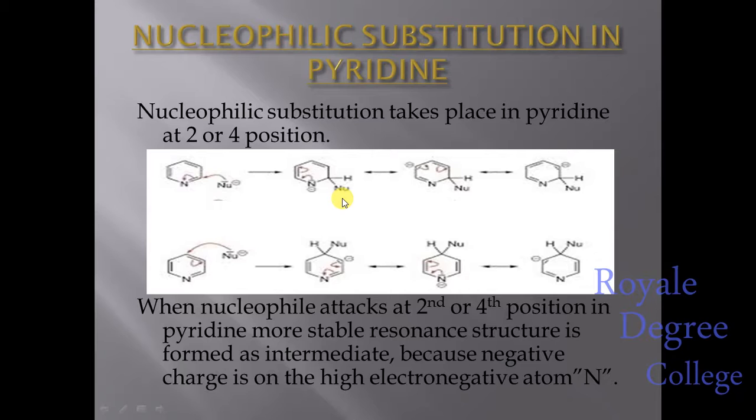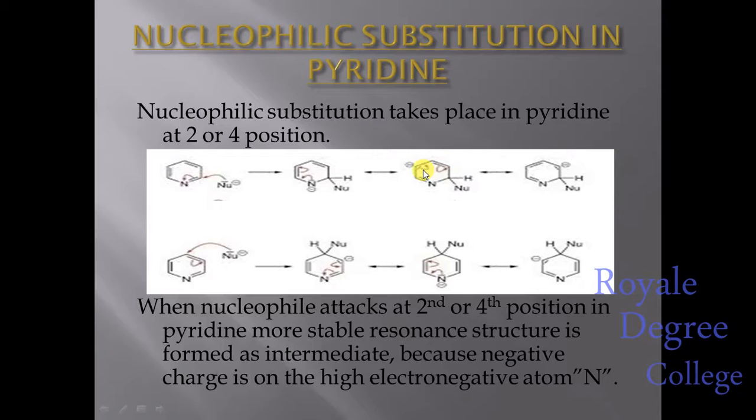Then in the next resonating structure, what will happen? As the negative charge, excess of electron, is there on the nitrogen, it is forming a bond in between carbon and nitrogen. Here we are getting the double bond. We can see in the next resonating structure. And at the same time, here the double bond is present. That double bond is going to shift towards that carbon atom, and we are representing outside the ring negative charge, excess of electron. Then from this resonating structure, we are getting another structure.